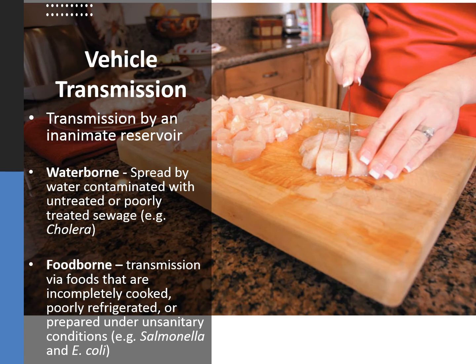Vehicle transmission is a form of indirect contact transmission in which an inanimate reservoir like food or water, or maybe a biological product like blood, is involved. Vehicles can either passively carry an infectious agent, or they may provide an environment in which the agent actually grows, multiplies, or produces a toxin. Waterborne and foodborne are two examples of vehicle transmission. Some places that you may look at vehicle transmission may also include airborne, which we talked about on the last slide.